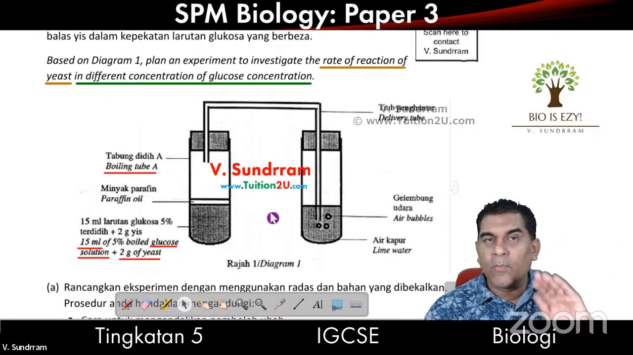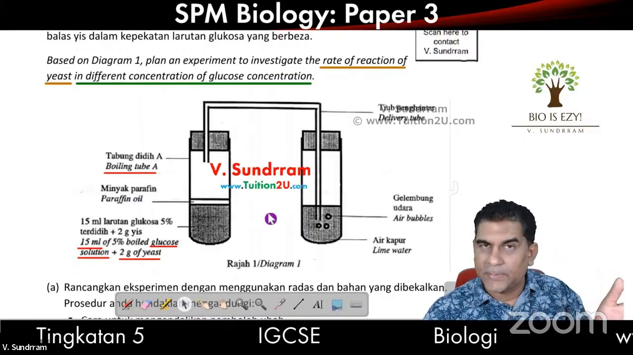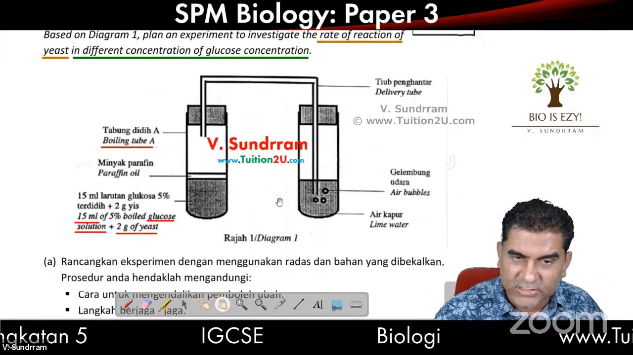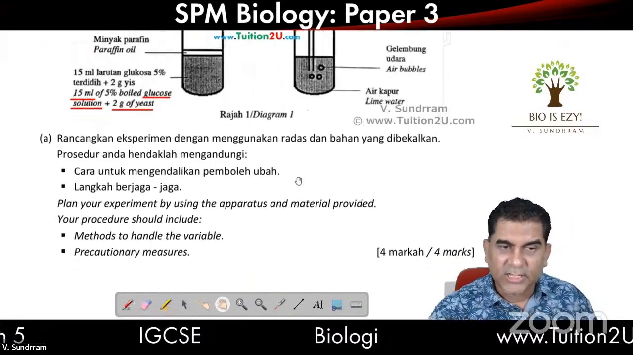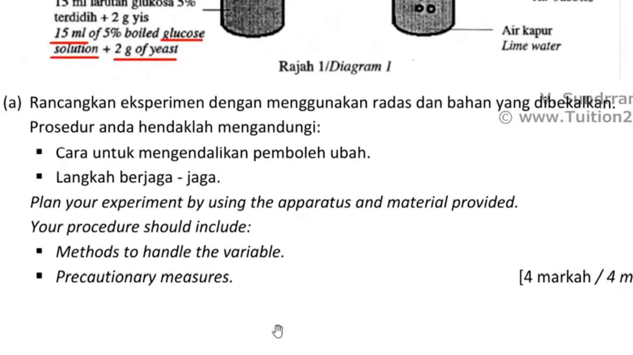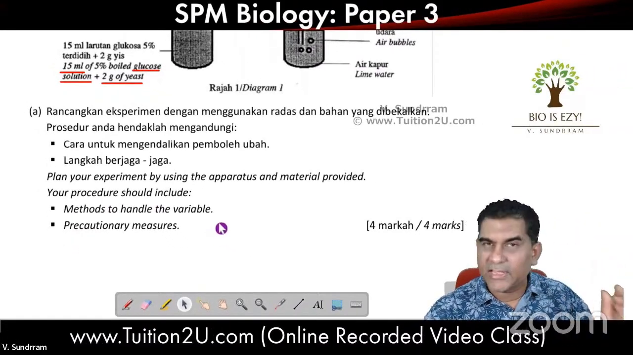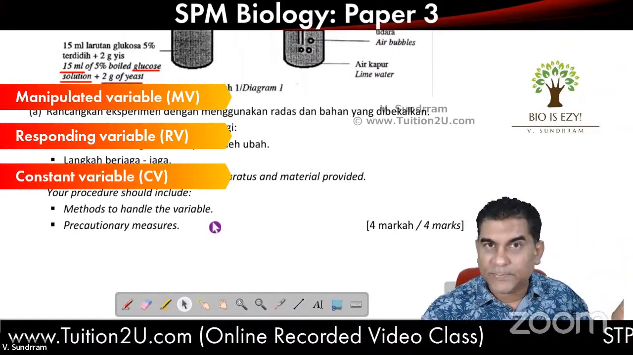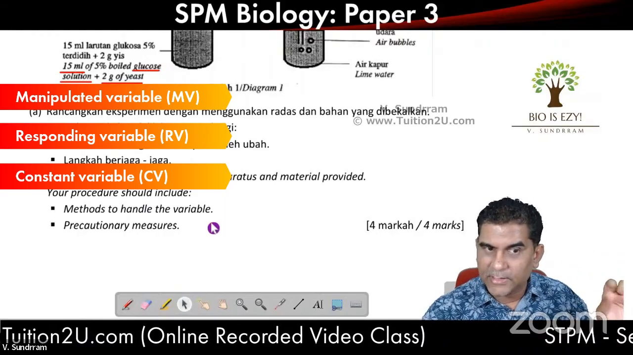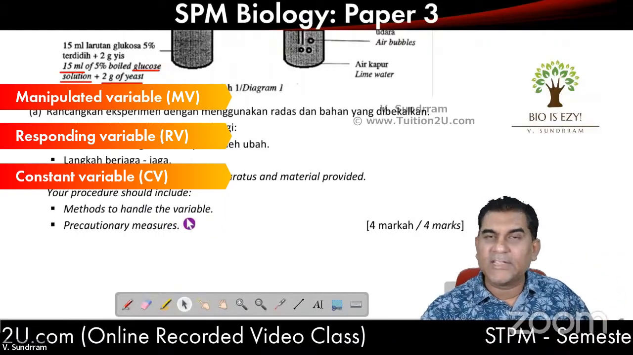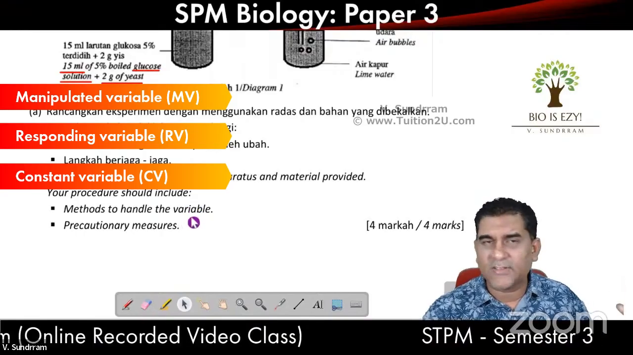Once you already know more or less what the experiment is all about, we can go to question A. Plan your experiment by using the apparatus and material provided. Your procedure should include methods to handle the variables and also precautionary measures. They're giving you 4 marks. There are 3 variables: manipulated variable, responding variable, constant variable. There is also at least one precautionary measure. So that is the 4 marks.